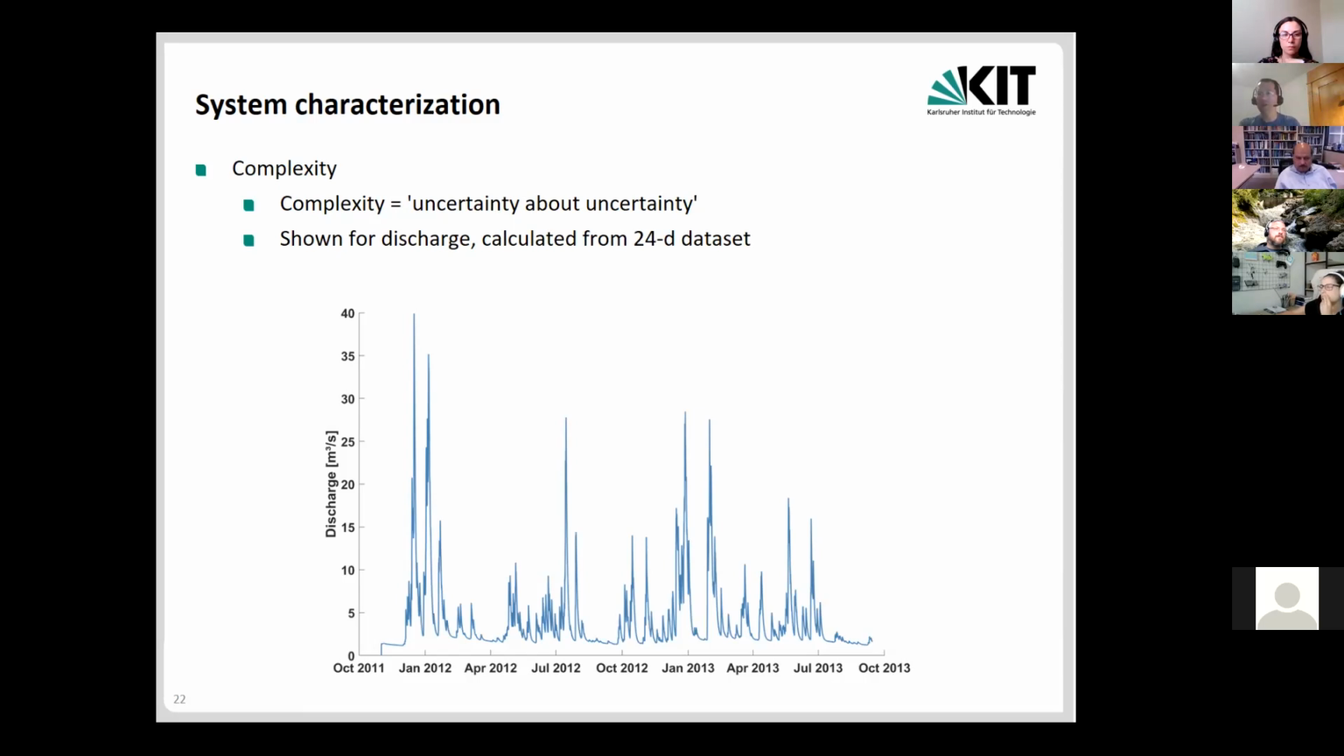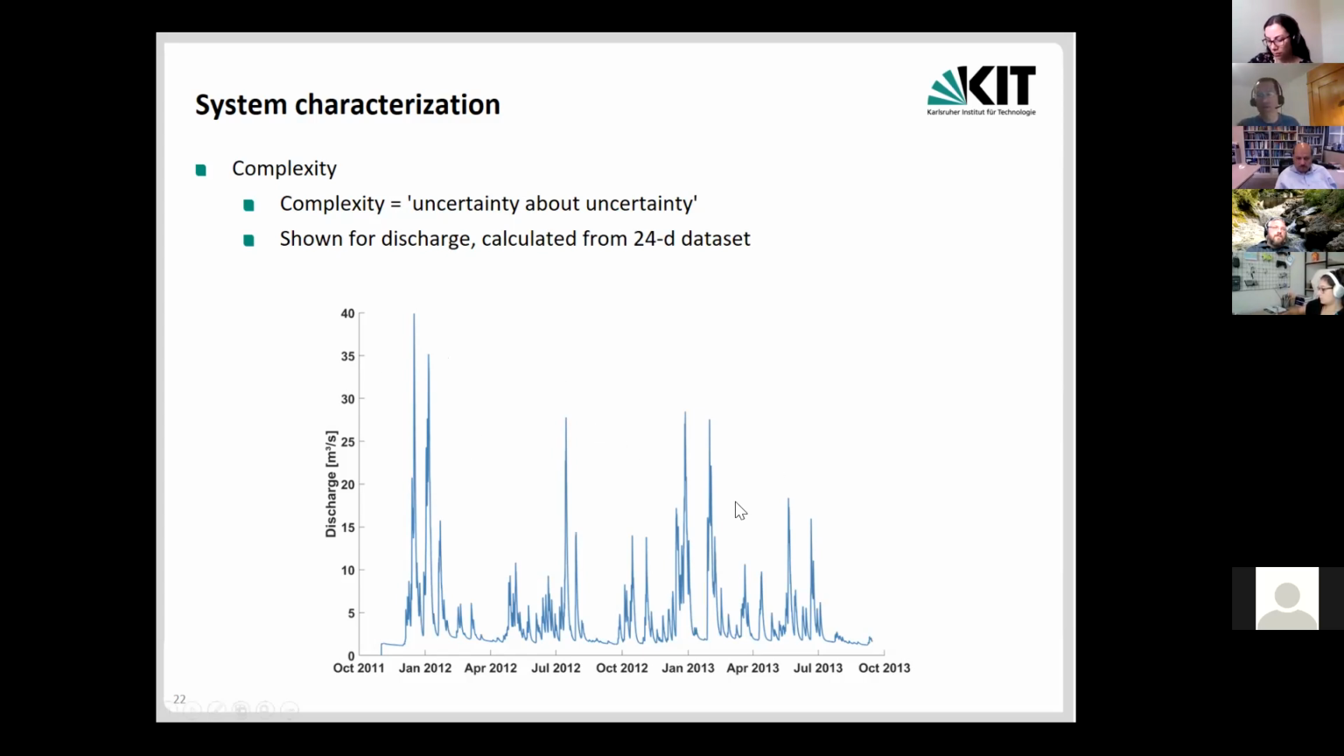You could have a very boring system where uncertainty is always low, but always low. So your uncertainty about the uncertainty of the next time step is also low. And you could have systems where the system changes between, say, periods or states of high predictability and low predictability or uncertainty. And this is then what I would call a complex system.